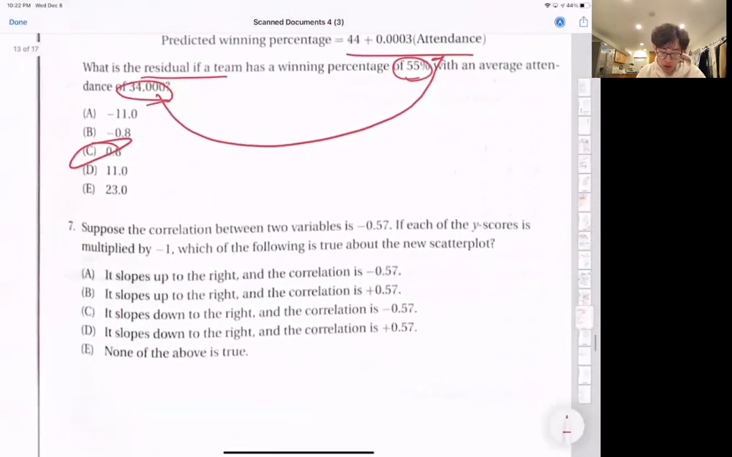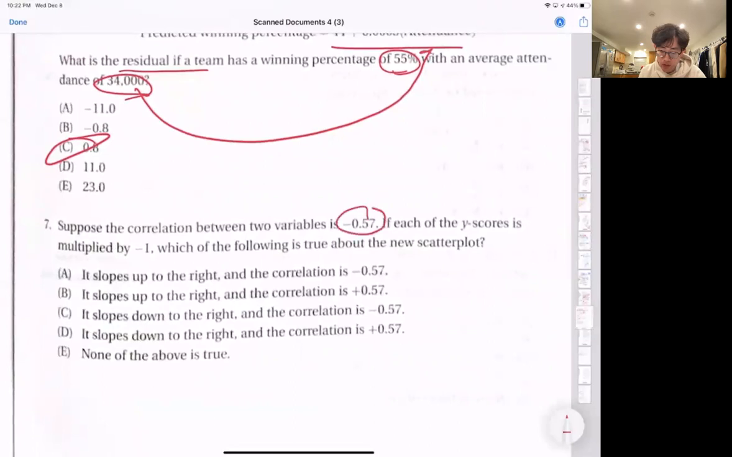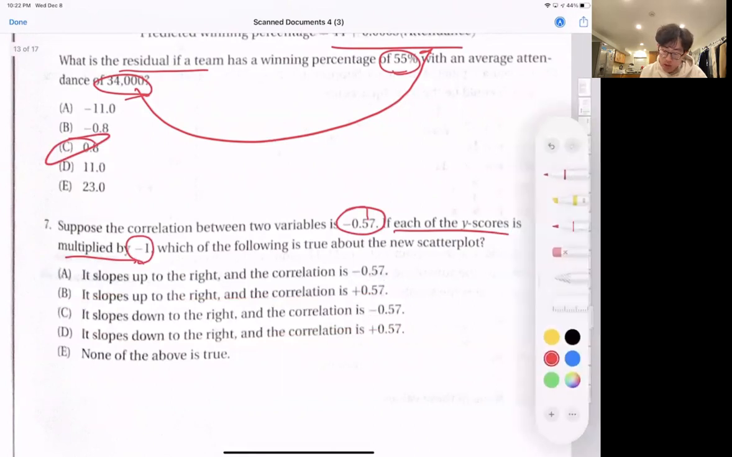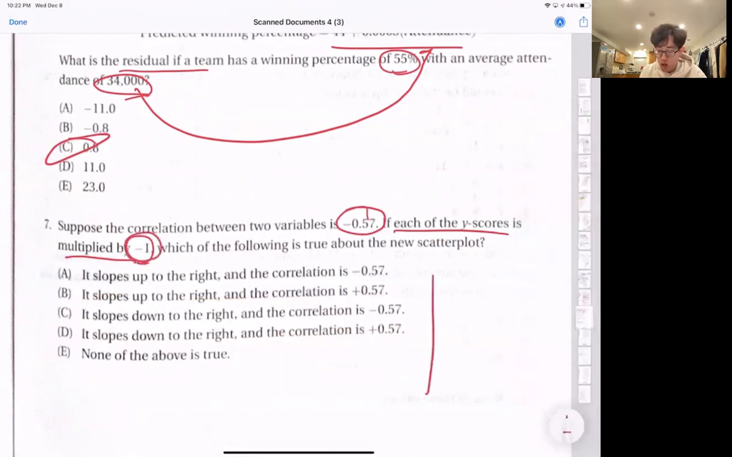All right, 7. Suppose the correlation between two variables is negative 0.57. If each of the y-scores is multiplied by -1, it does not change anything in terms of your correlation coefficient. So you're going to eliminate B or D. So if it gets multiplied by, oh, wait a minute. I'm sorry, that's not true, because if your y values get multiplied by -1, whatever was positive now goes like this. So whatever was negative now becomes positive, it just gets reflected.